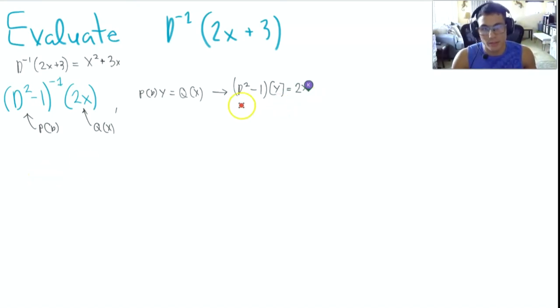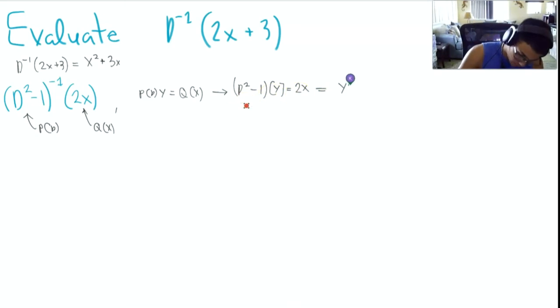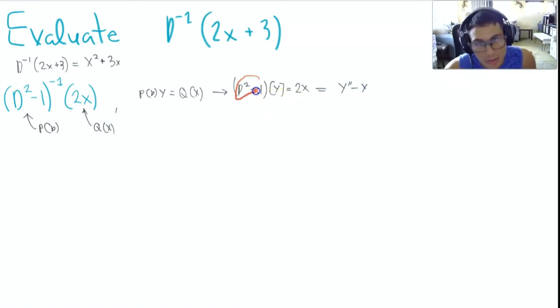And this is what we have now, right? And then if we just turn this into something that we would normally see, it's just y double prime minus y. Because this is not a polynomial, this means the second derivative right here. This means zeroth derivative. So if you put y into here, it means y double prime. If you put y into this, it just means negative y, just like that.